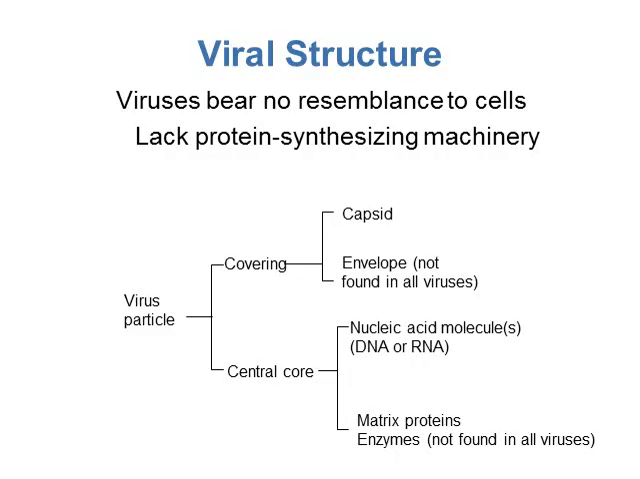So if we go back to our virus particle and what makes up a virus, so far we've looked at the covering, we talked about the capsid, and then if there's an envelope, what the envelope looks like. Remember, envelopes are not found in all viruses. So inside of this covering, we're going to look at the central core next. All viruses have to have some type of nucleic acid molecule, some type of genetic information. In addition to that, some viruses are going to have a matrix protein, or they could possibly even have enzymes in them. And enzymes are not found in all viruses, kind of like the envelope is not found in all viruses.